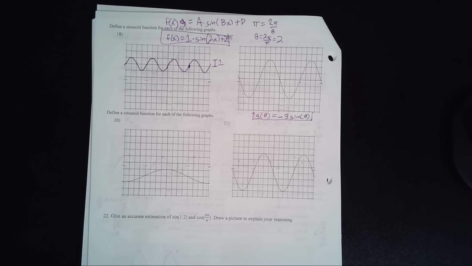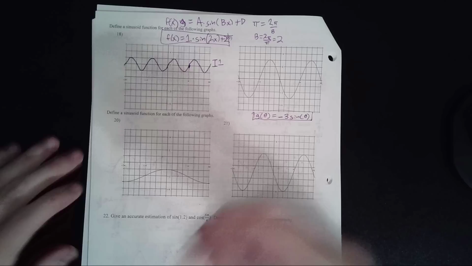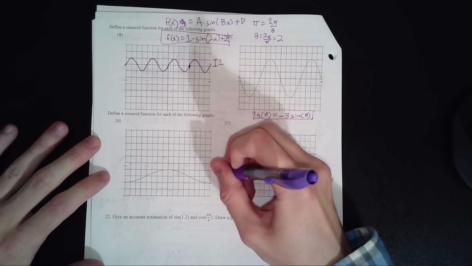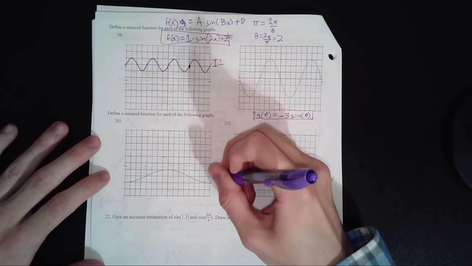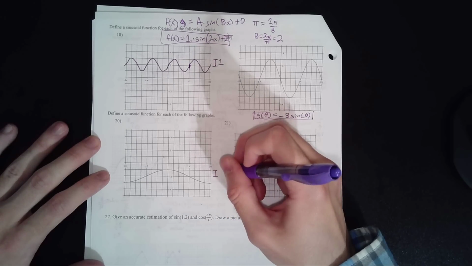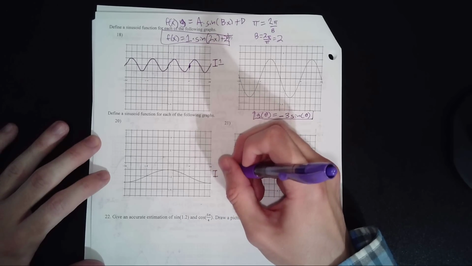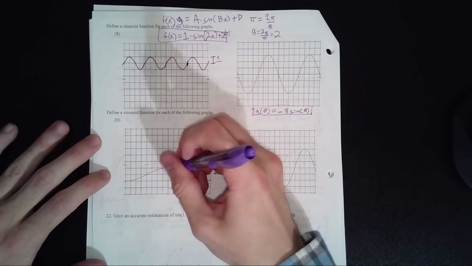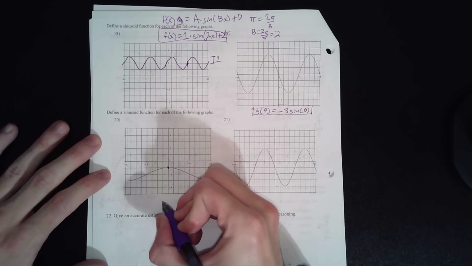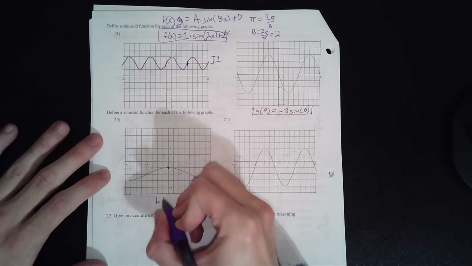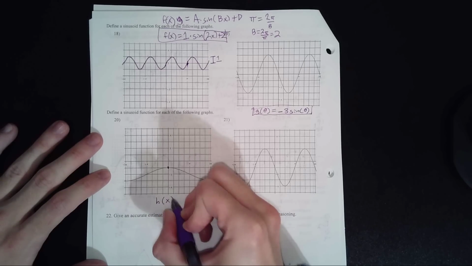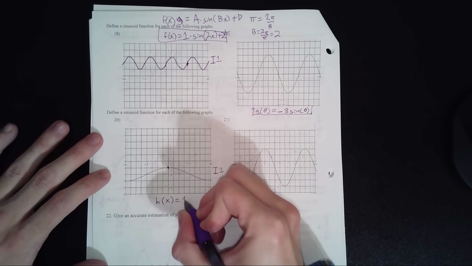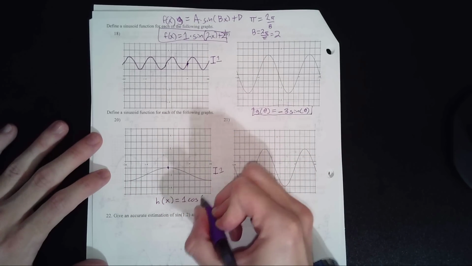Let's look at number 20. This one's actually a little bit more interesting. First of all, our distance from the top down to the middle here is still going to be positive 1, so we still don't have to worry about that. And it's a positive cosine graph because it starts at the top. So we're going to go ahead and do h of x equals positive 1 cosine, because we start at the top.